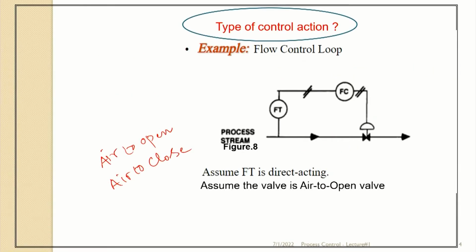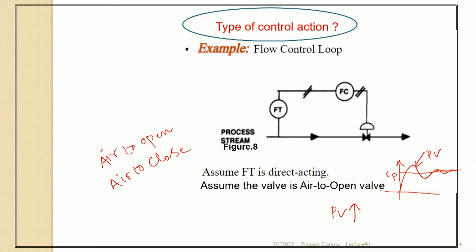Now, in this case, suppose the process variable is above the set point. This is your set point, and this is your process variable. When the process variable is above the set point, what happens? We have to reduce the controller output by closing the valve a little bit, because the process variable is exceeding the set point, right? So, what happens to the controller output?